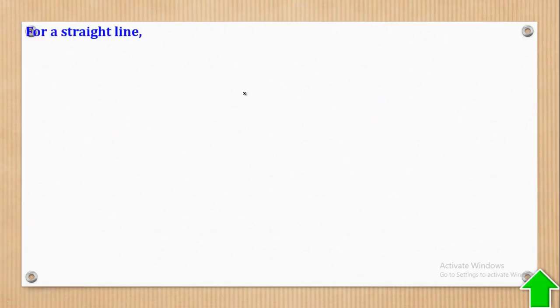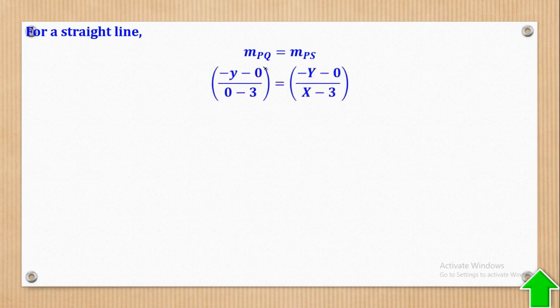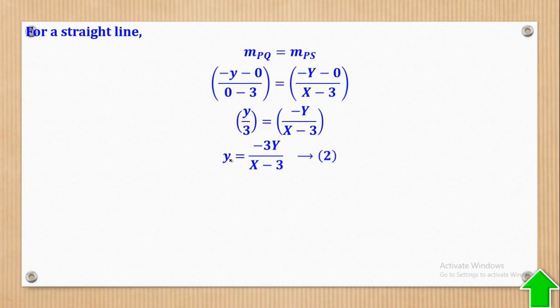What about for a straight line? For a straight line, the gradient is the same using any pair of points. So when I use points P and Q, and also when I use points P and S, the gradients must be the same. That is why I'll equate them. Therefore, I'll get the gradient using points P and Q, and also the gradient using points P and S. Then I simplify and make y the subject.